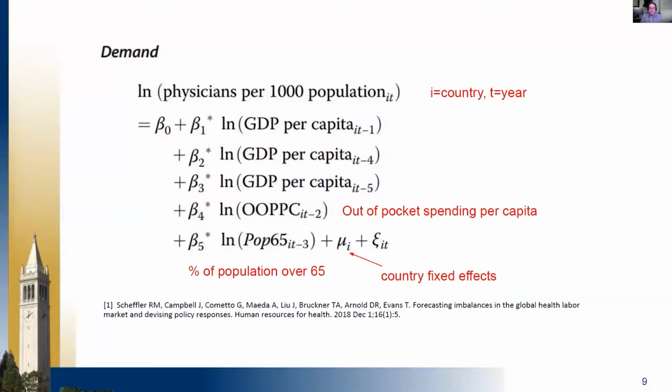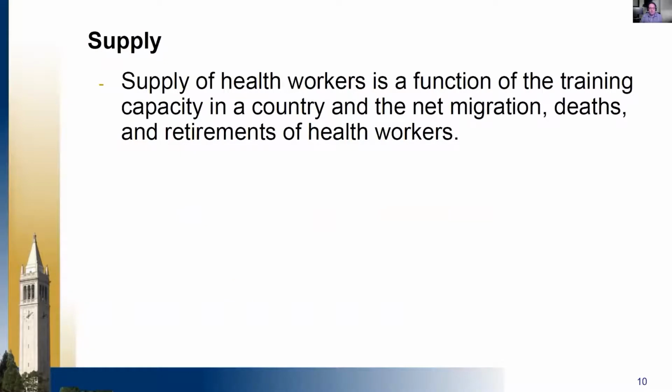And then the percent of the population that's over 65. As that increases, we've seen that demand really increases as well. So that's a simple baseline model for thinking about demand. You could add extra terms to this, but this gives you an idea of how we think about demand models.